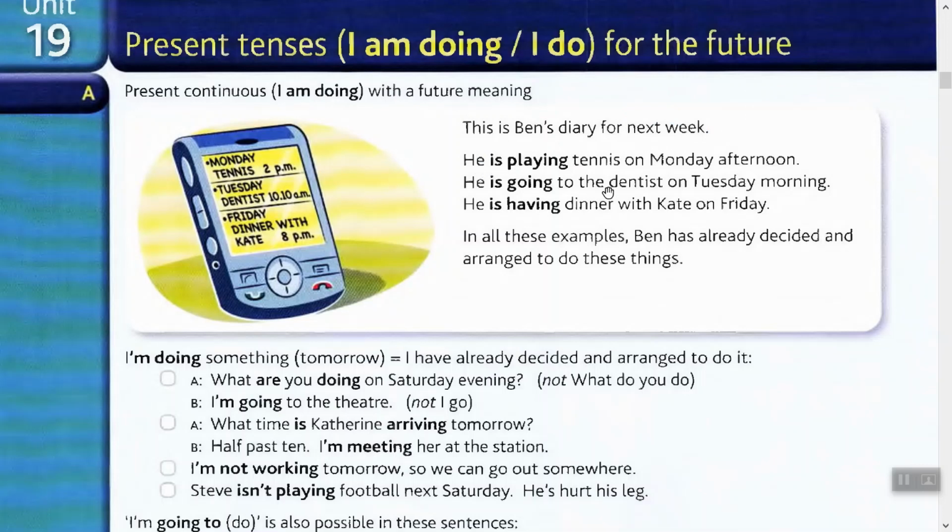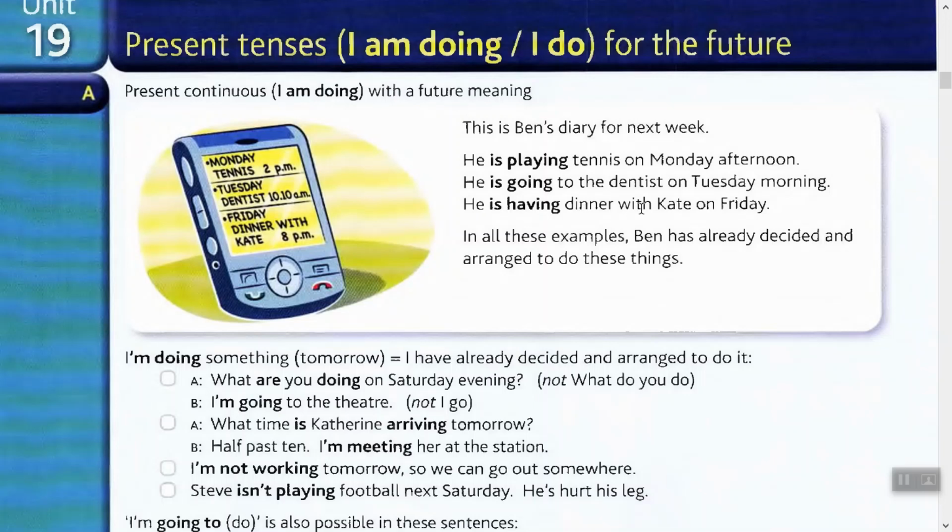He is playing tennis on Monday afternoon. On Monday afternoon, for example, today is Saturday. So on Monday afternoon, he is what? Playing tennis. So from the adverb, we know that it is what? Future. For example, if we say, he is playing tennis now, it means what? Now, at the time of speaking. But if we say, he is playing tennis on Monday, he is playing tennis tomorrow, for example, next week.